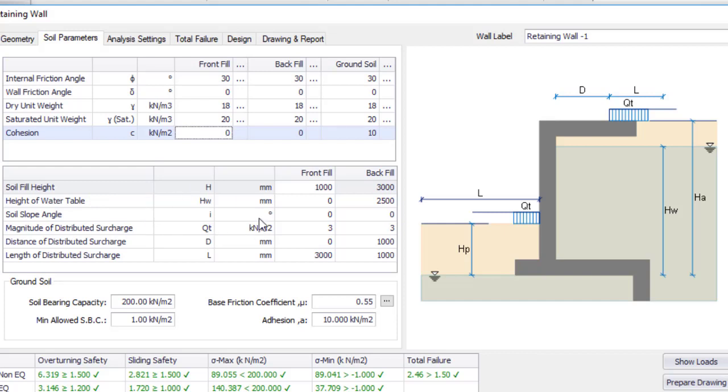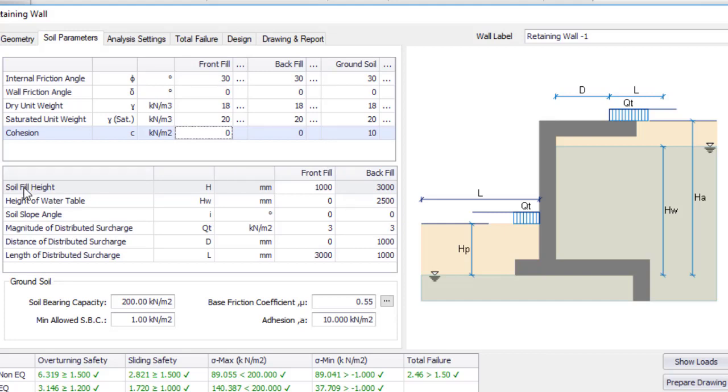Now, a retaining wall can actually be retaining water and it can be retaining soil. So you have to know which of them you are doing. What I want to do right now is that I am actually retaining a soil, not a water. Okay, so let's go about it.